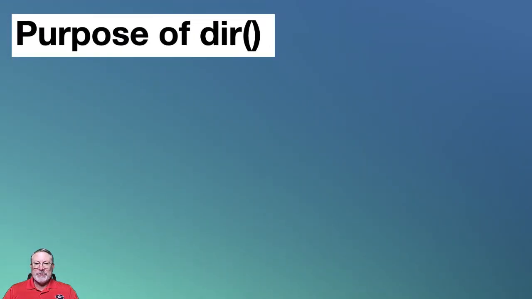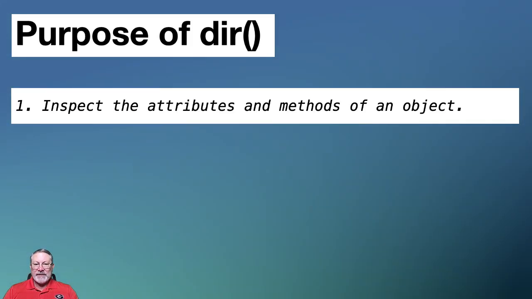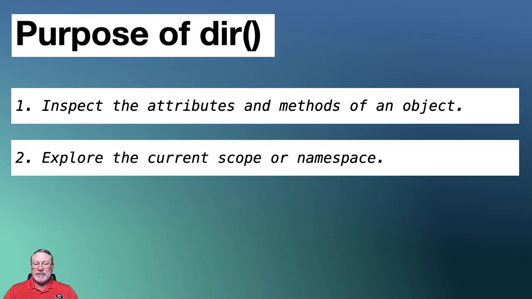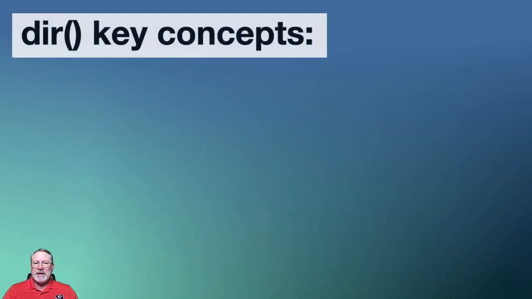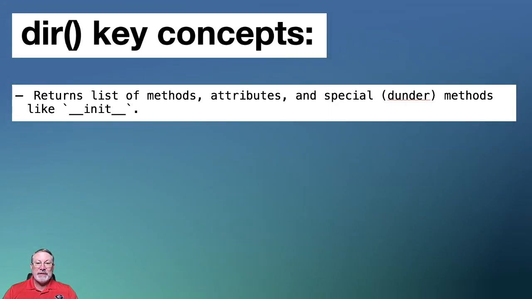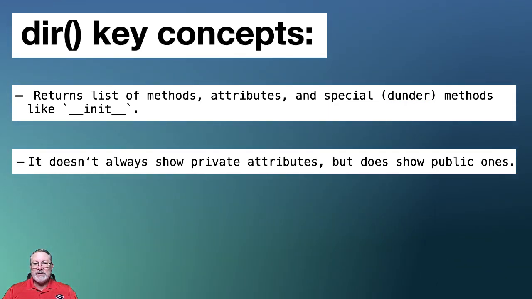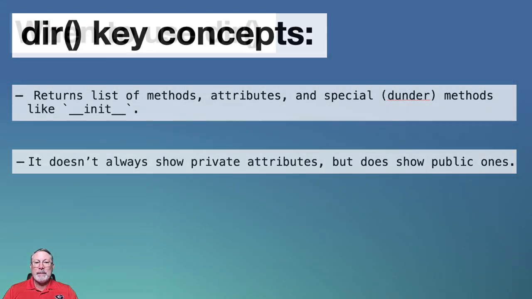So what's the purpose of the dir function? It's primarily used to inspect the attributes and methods of an object, explore the current scope or namespace, and debug or learn about unfamiliar objects or libraries. Here are some key concepts. The list returned by the dir function includes methods, attributes, and special methods, like __init__. It doesn't always show private attributes, but it's a great way to explore public ones.